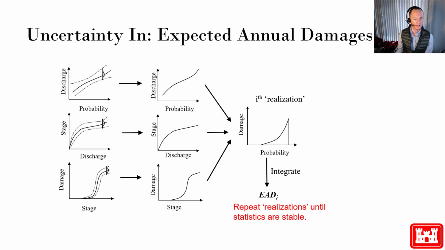How does this all come together in expected annual damage? Well, for each iteration in a Monte Carlo simulation, a flow frequency curve is selected, a stage discharge or rating curve is selected, creating a stage frequency function, and a stage damage function is selected, creating a damage frequency function. The area under this curve, the damage frequency function, gives us a realization of expected annual damage.